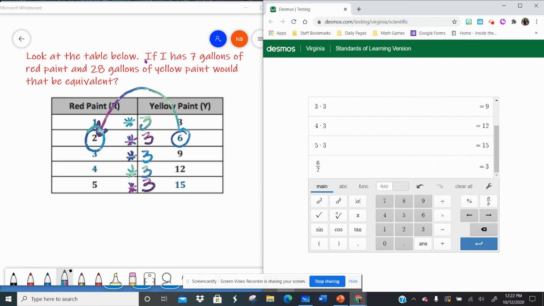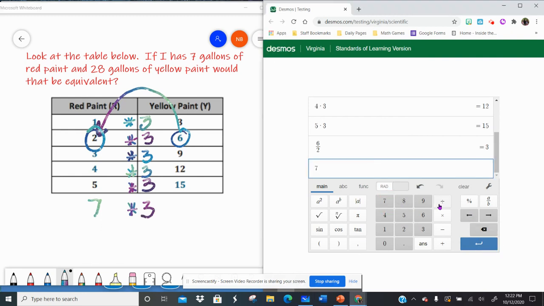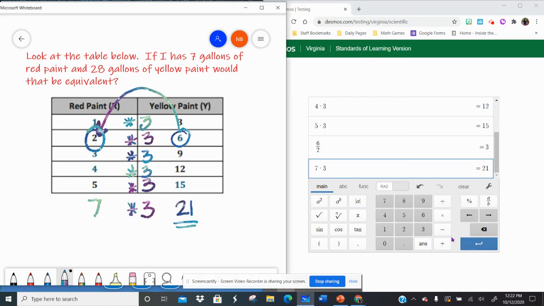Well, let's get up to our problem. Our problem said if I have 7 red, so I'm going to put that 7 here, and 28 gallons of yellow, would that be equivalent? Let's take our 7 times 3. So if I have 7 gallons of red times that rule, 3, I should have 21 gallons of yellow. So no, 7 to 28 is not equivalent to that.